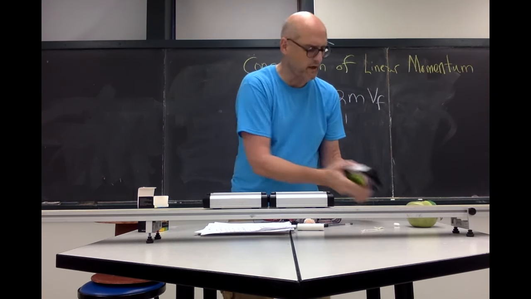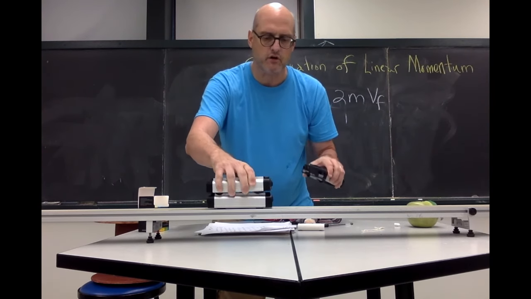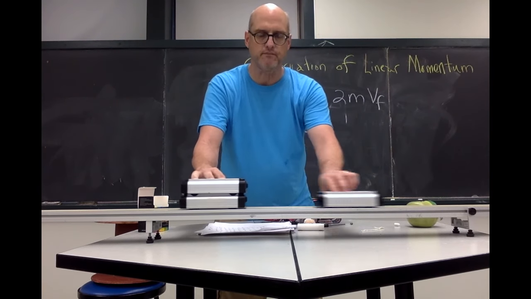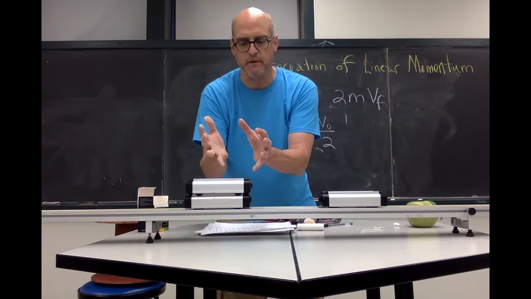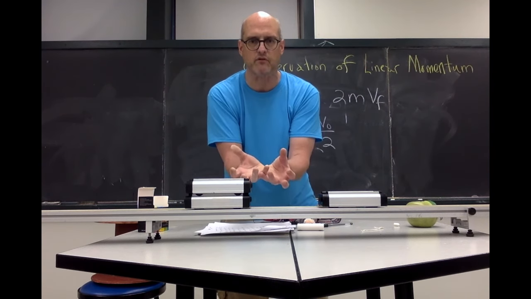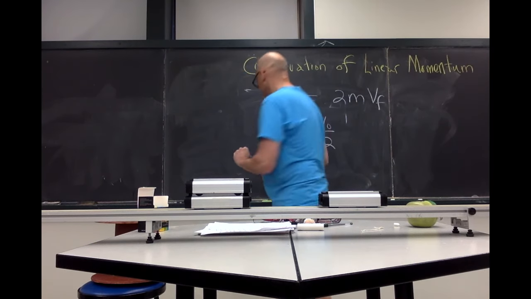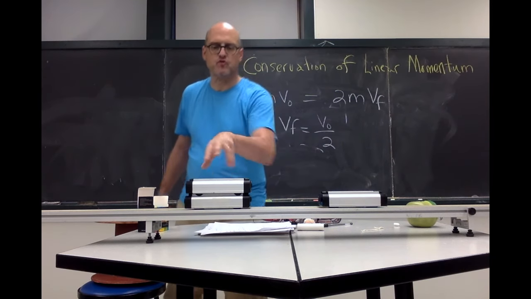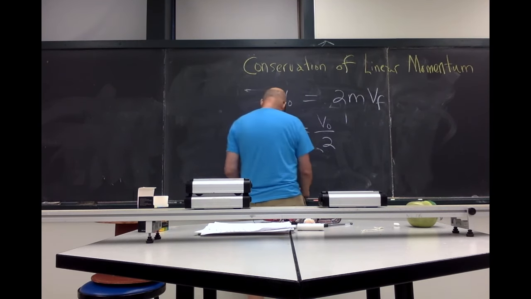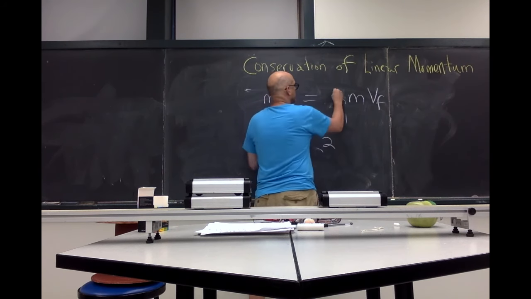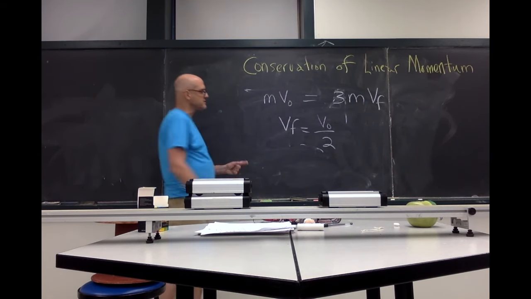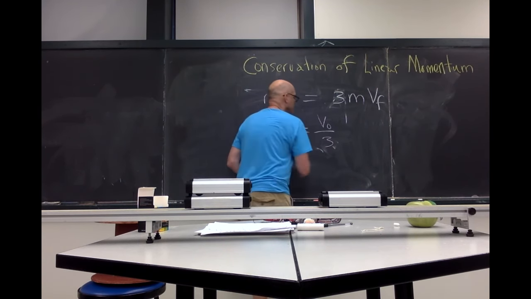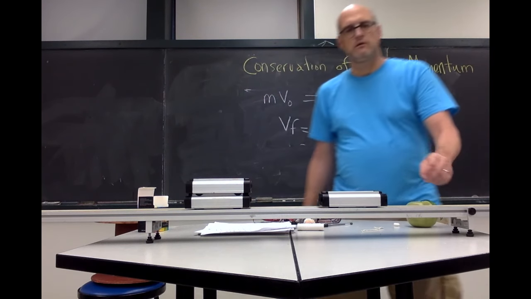Now suppose we double the mass of this cart, and we have a collision between these 3 carts. Let's see if we can predict the speed of the 3 carts joined together after the collision. Before the collision, we have mv0. This cart's going to move along and strike those 2. After the collision, we now have 3mvf. So can you see that the final velocity of the 3 carts stuck together would be 1/3 the original velocity.